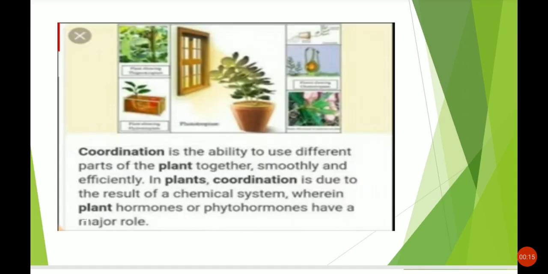Coordination is the ability to use different parts of the plant together smoothly and efficiently. In plants, coordination is the result of a chemical system, where hormones, or phytohormones, have a major role. So in plants, coordination takes place due to hormones, which are also called phytohormones. The hormones present in plants are called phytohormones.